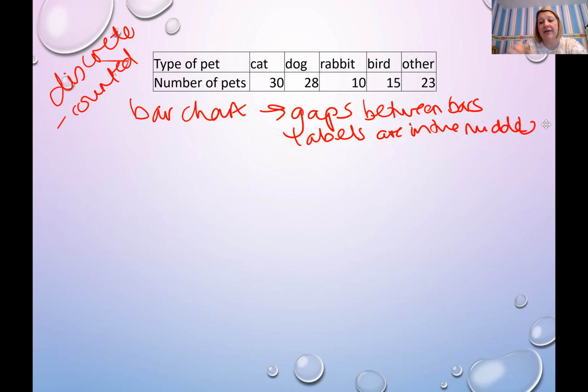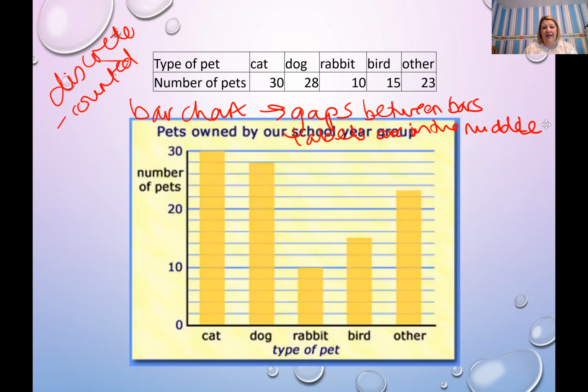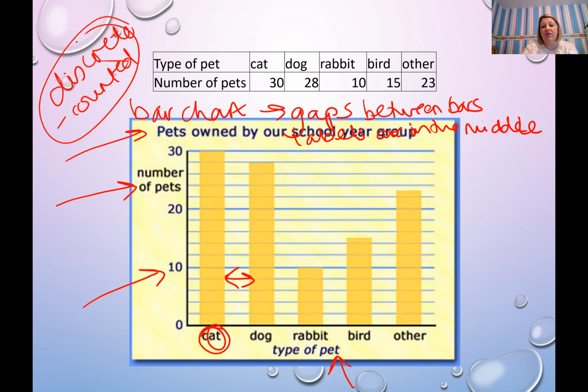Apologies, I spelled that wrong. In the middle. So let's have a look. Am I right? Excellent. So can you see I've got my gaps in between my bars and my label goes in the middle of the bar? Okay, I've still got all of my other features. So I've still got my title, I've labeled my axis, and I've got my scale as well. So those key features have to be there every time, but whether it's discrete or continuous depends on how I lay the bar chart out. So it's discrete, so I've got a gap and my labels go in the middle.